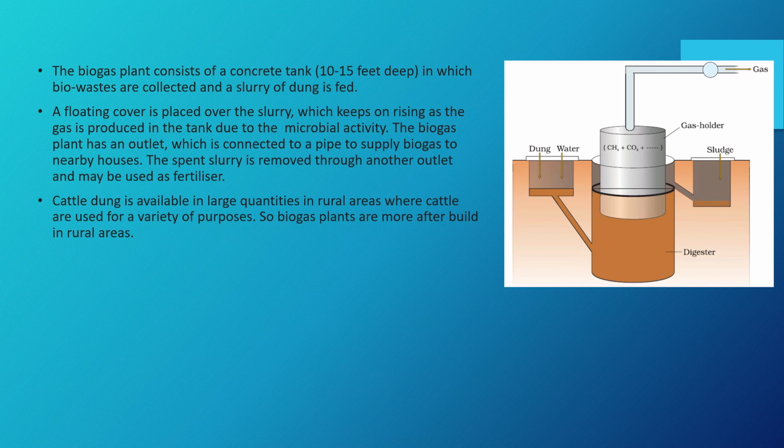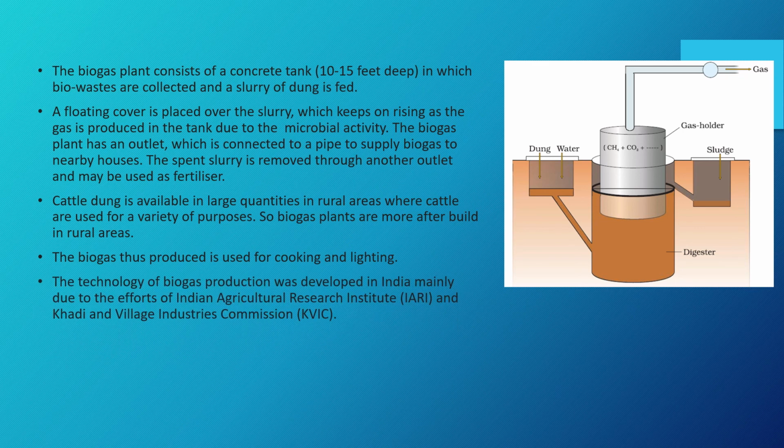Cattle dung is available in large quantities in rural areas where cattle are used for a variety of purposes. So, biogas plants are more often built in rural areas. The biogas thus produced is used for cooking and lighting. The technology of biogas production was developed in India mainly due to the efforts of the Indian Agricultural Research Institute and Khadi and Village Industries Commission.